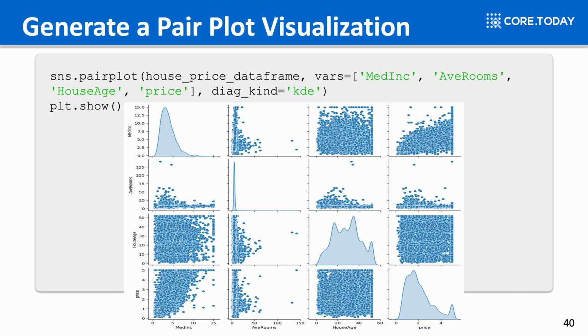This code generates a pair plot using the Seaborn library, visualizing scatter plots of feature combinations along with kernel density estimates (KDE) on the diagonal. By focusing on key variables like MedInc (median income), AveRooms (average rooms), and house price, we can assess their relationships with housing prices, expect to observe positive or negative trends, and potentially identify correlations. For example, you may find that higher median income is usually associated with higher house prices. A useful insight as we proceed to modeling.